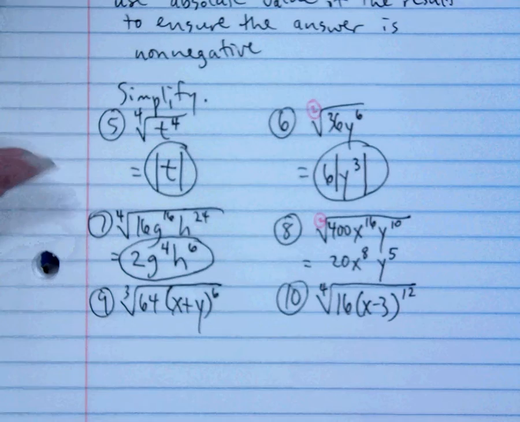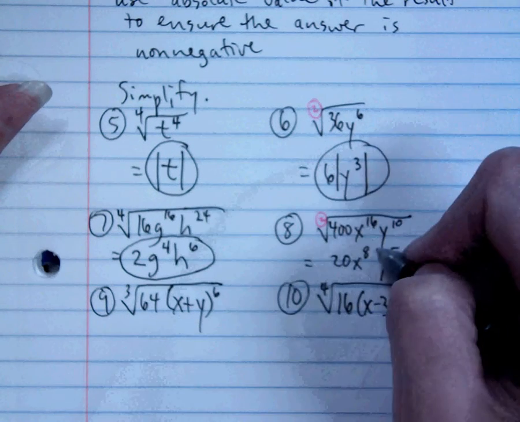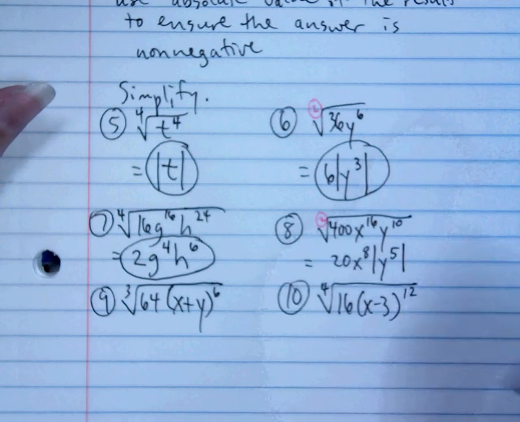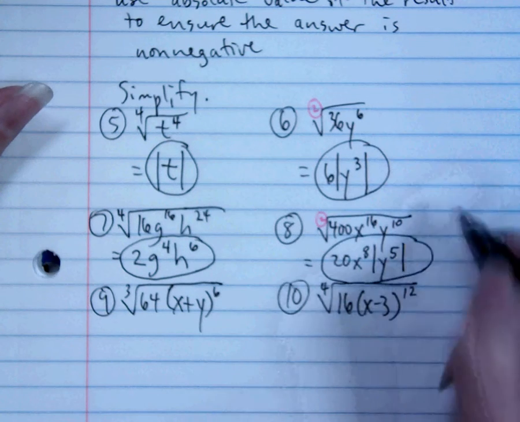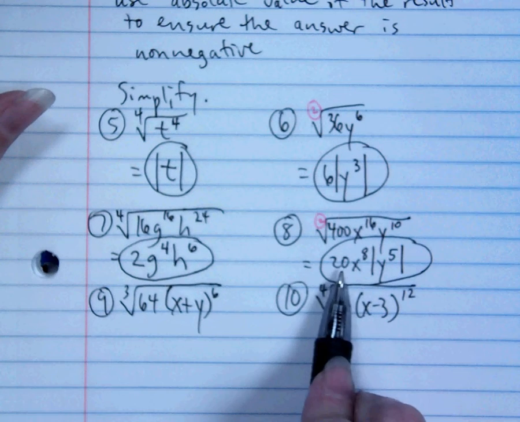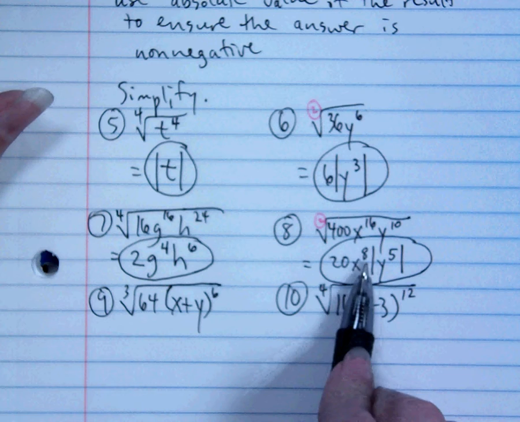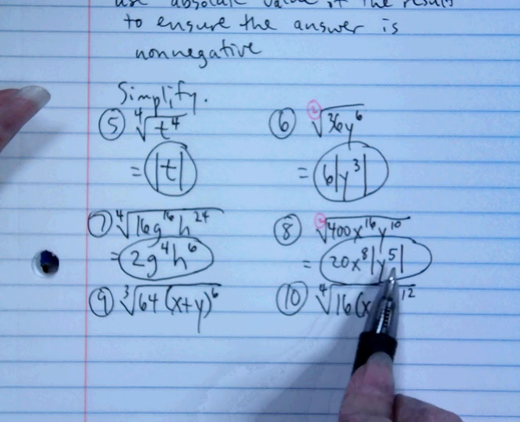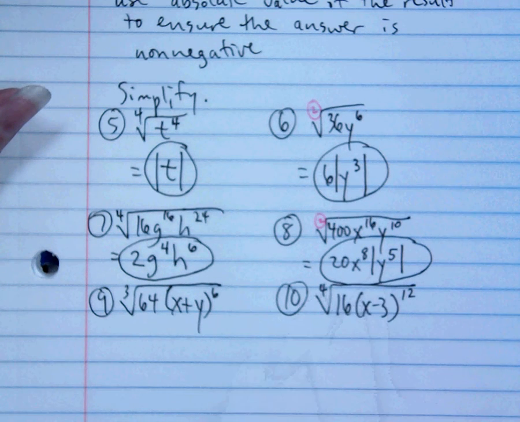That's a problem. I've got an odd power, so I've got to make sure that I put absolute value bars around that. It's the only one though. I didn't have a problem with the 20, the numbers are fine. I didn't have a problem with this even power, but I have a problem with the odd one. Got to put absolute value bars in there.